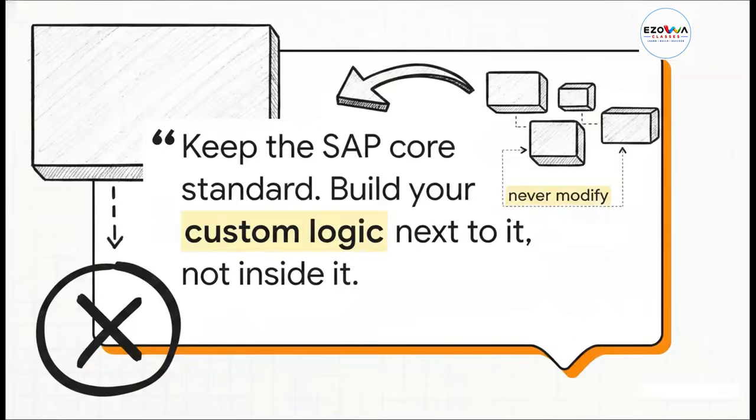And that brings us to the absolute golden rule of modern SAP development. If you take away anything today, memorize this. Keep the SAP core standard. Build your custom logic next to it, not inside it. You should literally never modify the core when you can extend it cleanly.